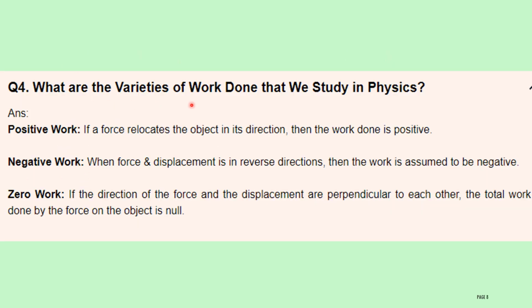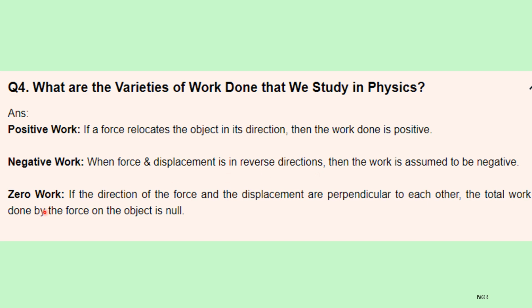What are the varieties of work done that we study in physics? One is positive work. If a force moves the object in its direction, then the work done is positive. If an object is moving in one direction and you apply a force, then the object will move in the applied force direction. In that case, we consider work done as positive. Then negative work, where force and displacement are in reverse directions. You apply the force in one direction, then the displacement is in the opposite direction. In that case, the work done is assumed to be negative.